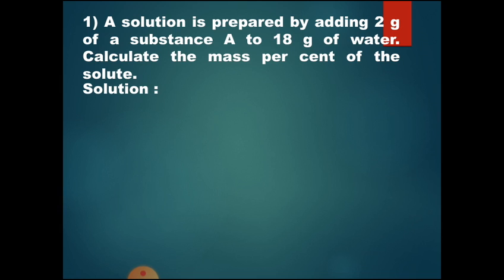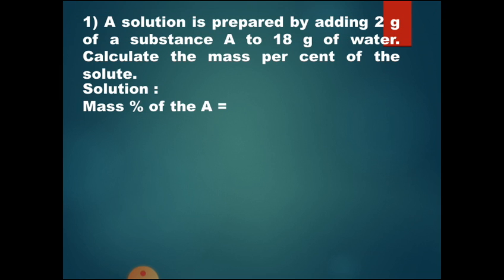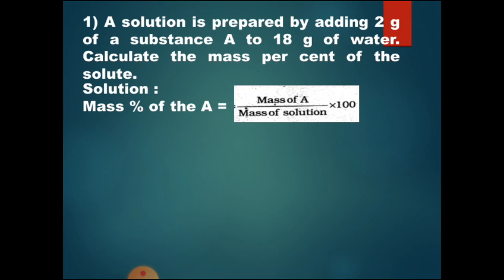Which expression do we need? We need the expression for mass percent of the solute A. Mass percent of the solute A is equal to mass of A divided by mass of solution into 100. When you substitute, for mass of A you write 2 gram, and mass of solution becomes 2 gram plus 18 gram. Why? Because A is the solute and water is the solvent. When these two are added up, you get the mass of solution.